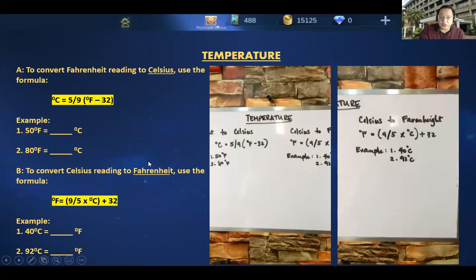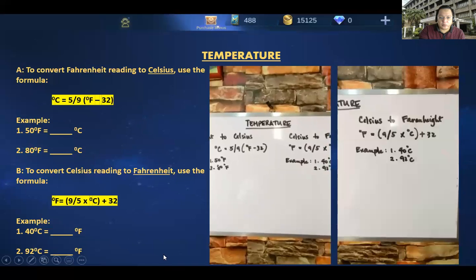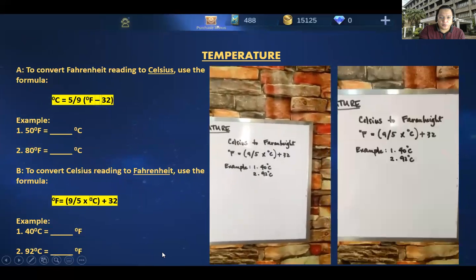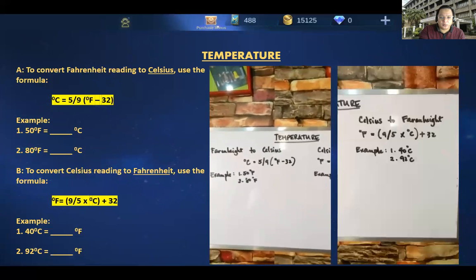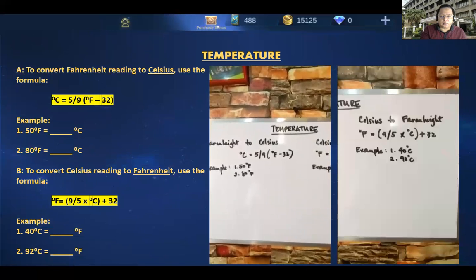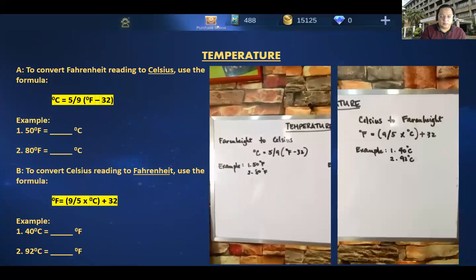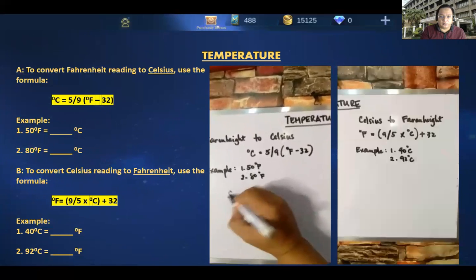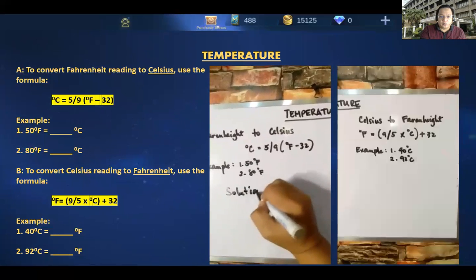So let's watch the video of how to get the converted Fahrenheit to Celsius. For the computation of temperature, the conversion of Fahrenheit to Celsius and conversion of Celsius to Fahrenheit. For Fahrenheit to Celsius, we follow the formula: degree Celsius is equal to 5 divided by 9 times degree Fahrenheit minus 32. So if we have an example number 1, 50 degree Fahrenheit, the solution is follow the formula.